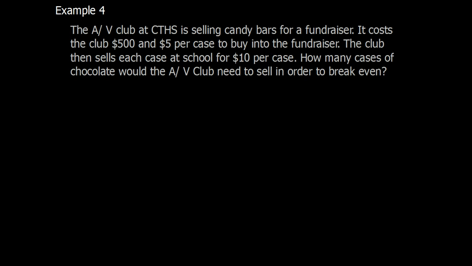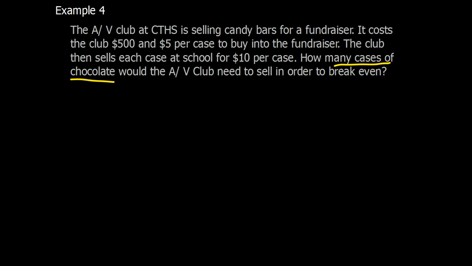Okay, so in this case, it seems that we're looking at two different things. First of all, we're going to look at how many cases of chocolate the AB Club needs to sell. And then the other thing that we're looking at is cost, because we're looking at the total amount that they would make. So the other thing that we're looking at is money.